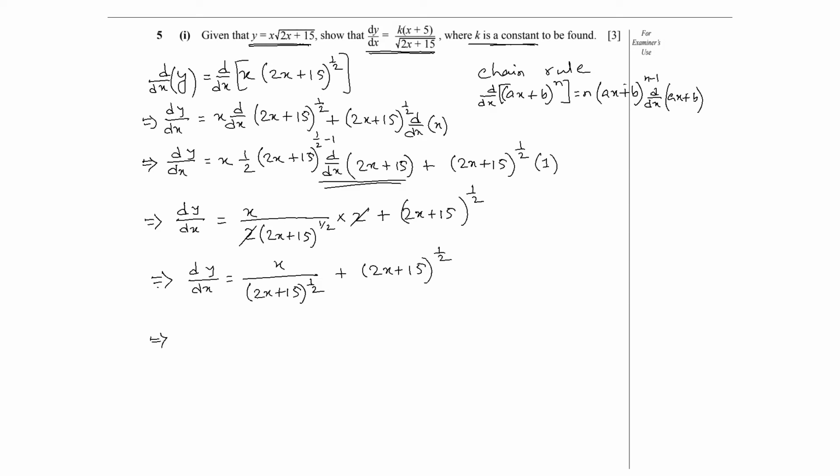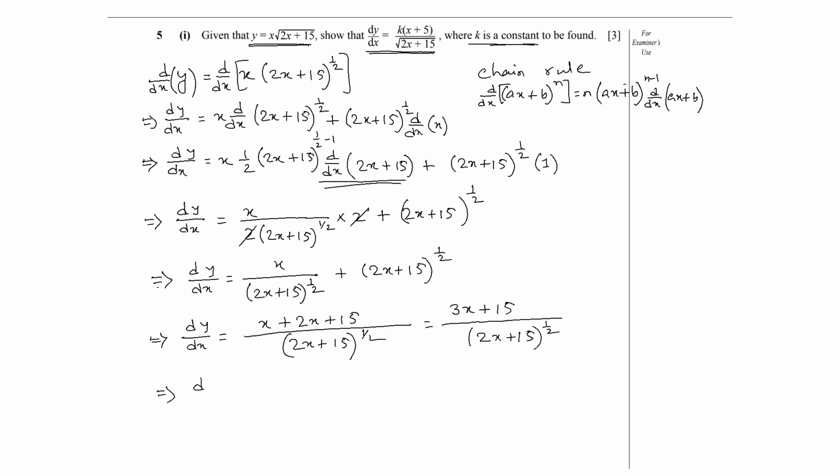Now, in the next line, our dy over dx will be, if we do the LCM of these two terms, in our denominator we will have (2x plus 15) whole to the power half, and in our numerator we will have x plus (2x plus 15) whole to the power half times (2x plus 15) whole to the power half, which will give us only 2x plus 15, which is nothing but 3 times (x plus 5) over (2x plus 15) whole to the power half.